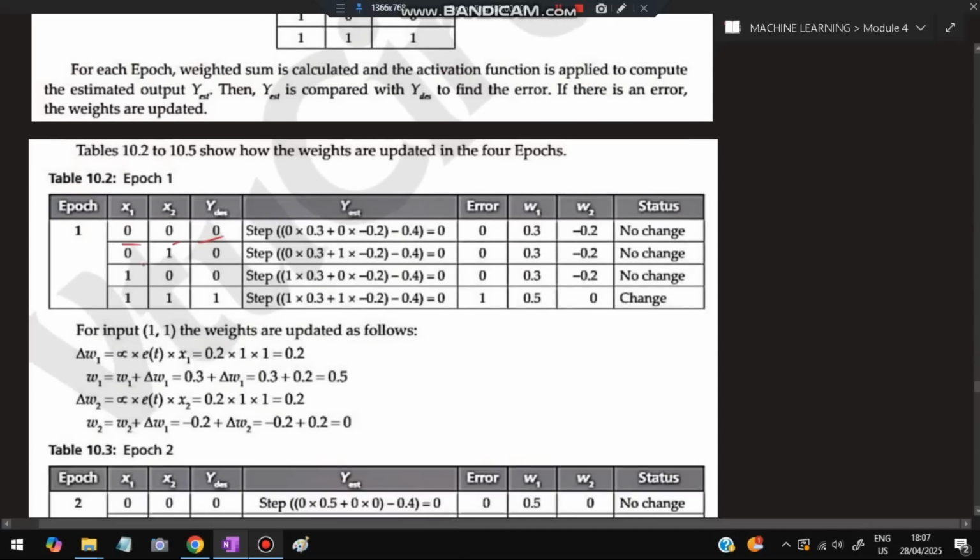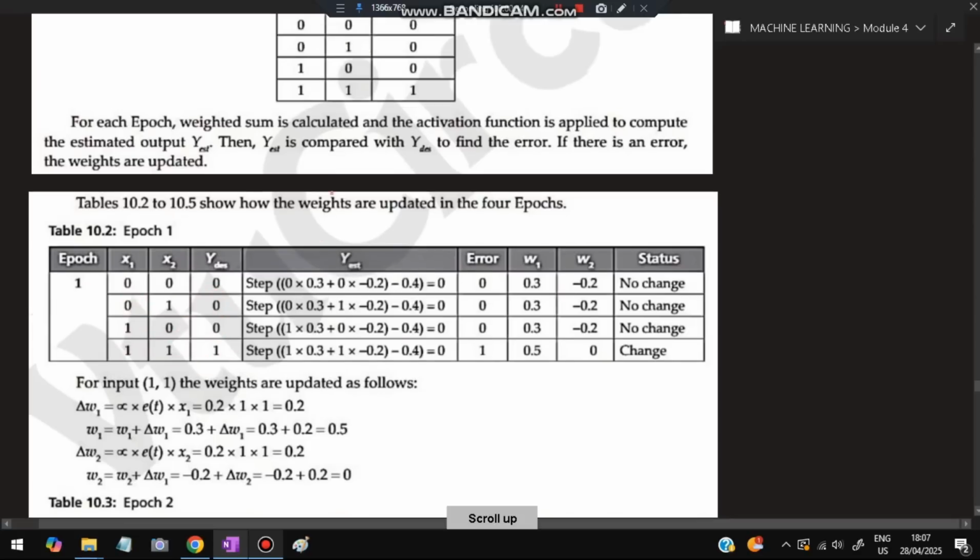0 and 0, it should be 0. 0 and 1, it should be 0. 1 and 0, it should be 0. 1 and 1, it is 1. Now let's calculate and see.